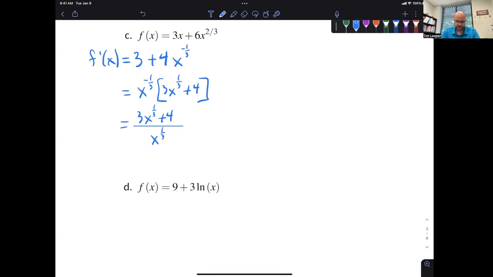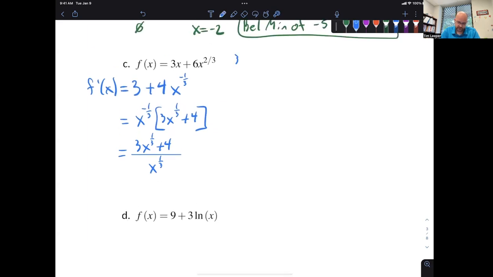Good. Now, the reason that we have an x to the 1/3 here, this is just a 3. So 3 divided by x to the negative 1/3 power, think of that as going to the numerator as 3x to the positive 1/3 power. Because remember, when you factor something out, you divide both of those terms by that common factor. Fantastic. So that is the derivative.